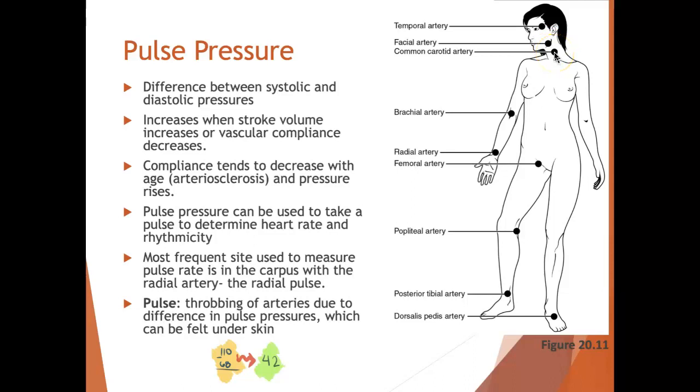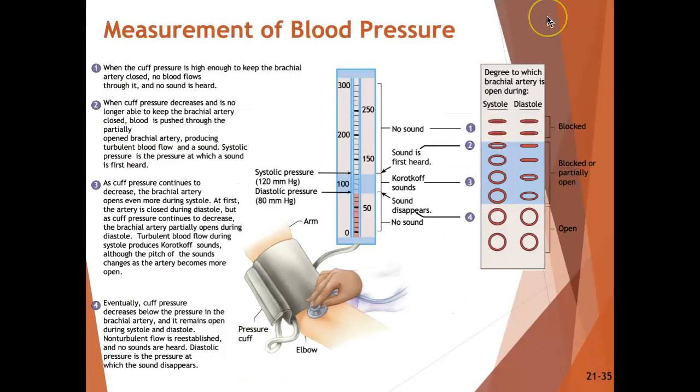When we say pulse, we're talking about the throbbing of these arteries due to differences in pulse pressures, which can be felt under the skin. There are all these different pulse points in which the arteries lay closer to the skin, so we are able to palpate that and count the beats and also feel for the pulse. Now let's talk about how we measure blood pressure.